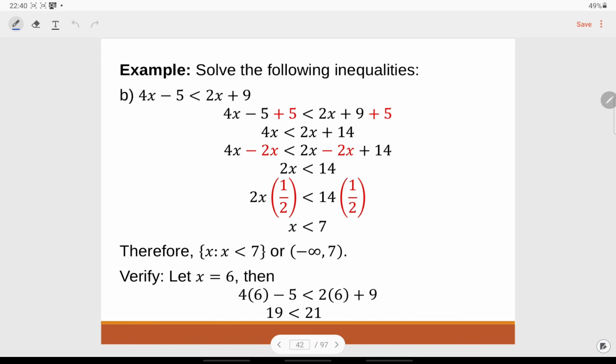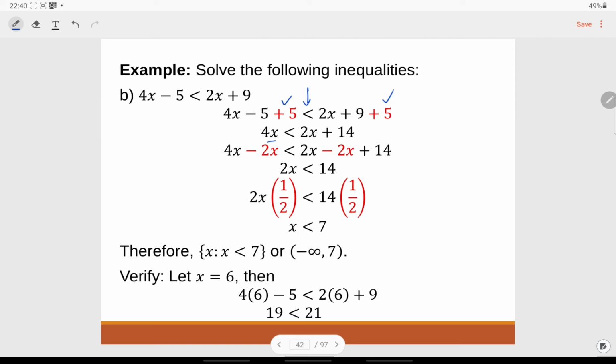Okay, now we move to the second one. We have 4x minus 5 less than 2x plus 9. Again, the task is to find what is the value for the x. So the first strategy is to eliminate the negative 5. To eliminate negative 5, we need to add 5 at both sides. Based on the inequality property, the sign remains the same. So this becomes 0, so we have 4x. At the right hand side, we have 2x plus 14.